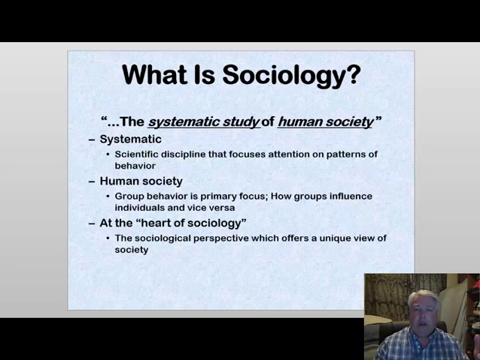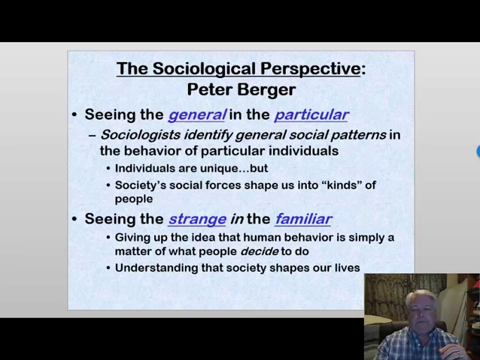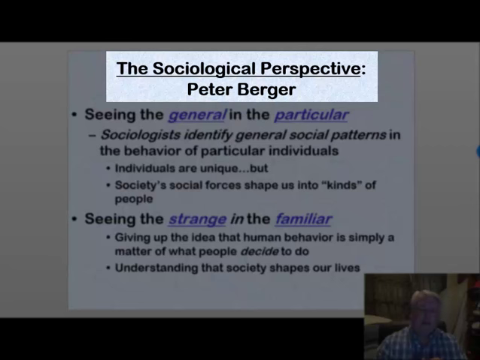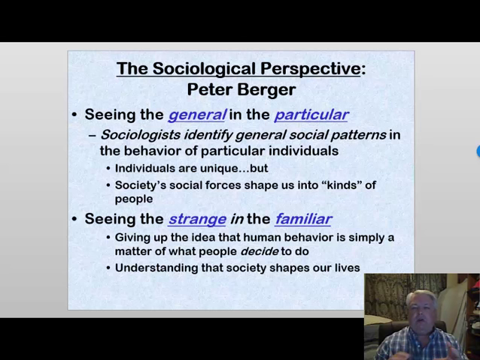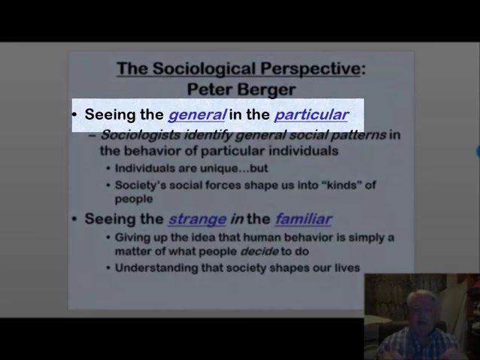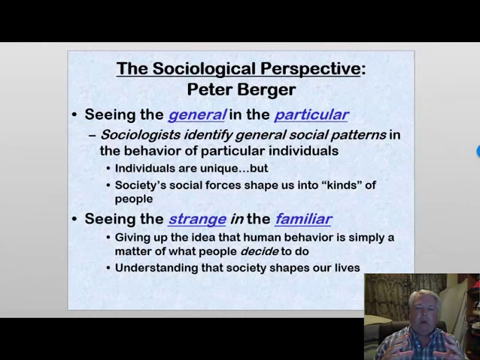Now, the sociological perspective is a concept that came about because of the work of a sociologist named Peter Berger in the 1960s, I believe. And Peter Berger said that the sociological perspective allows us to do two major things. One, he says, it allows us to see the general and the particular. Now, what does he mean by that? The general and the particular just simply means that we are able to see general patterns of behavior in individual people.